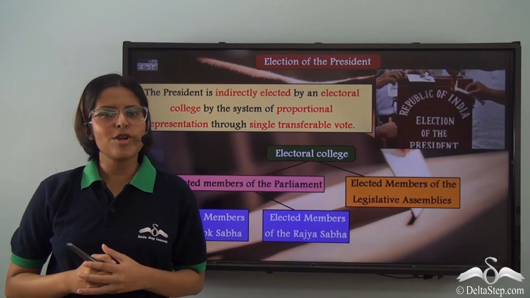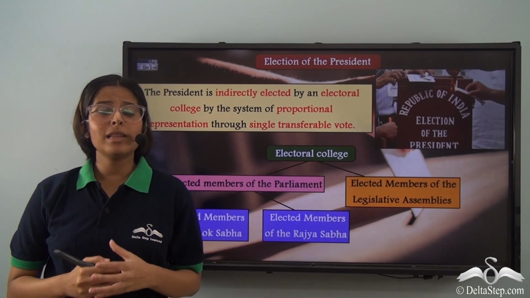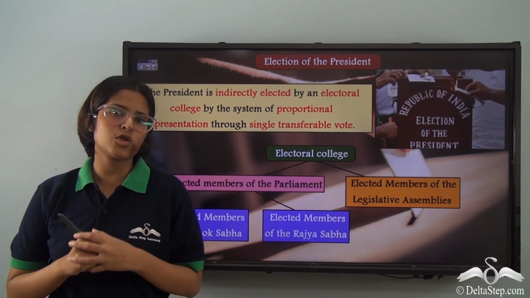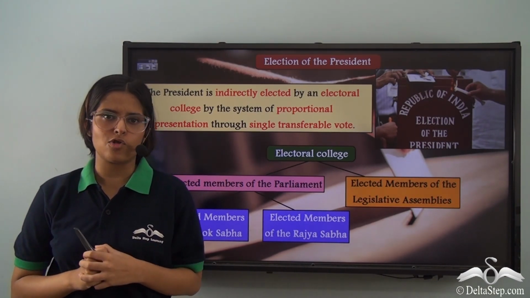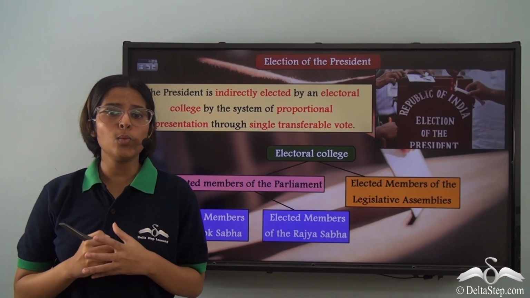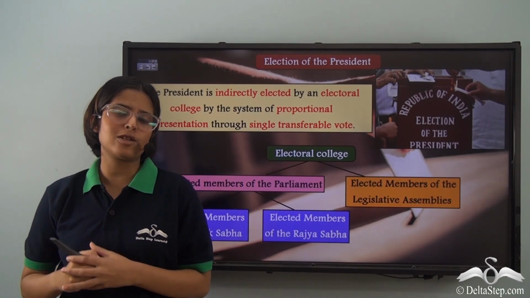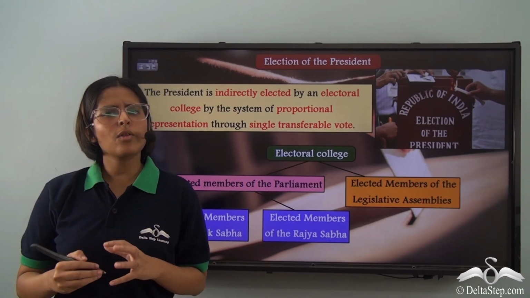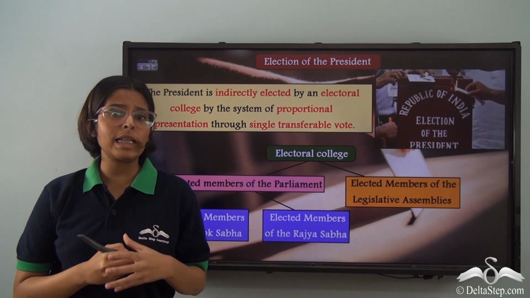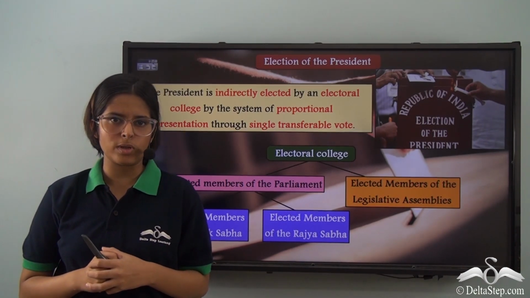We've talked about the president earlier. We know that the president is the highest constitutional post in the country. In this video, we'll be talking about the election of the president. Now, the president is not directly elected like the members of the Lok Sabha.